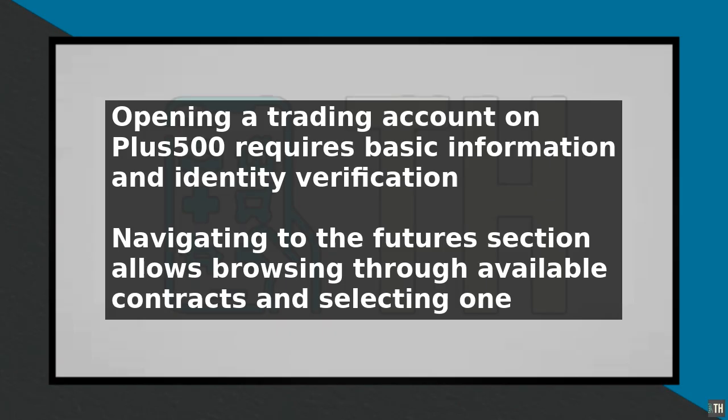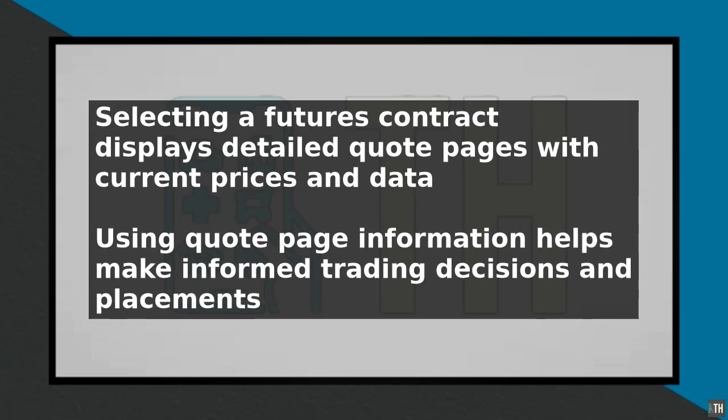Next, you need to navigate to the futures section on the Plus500 platform. This is where you can browse through the available futures contracts and select the one you want to trade. You can filter the contracts by asset type, expiration date, and other criteria to find the one that suits your trading strategy. When you select a futures contract, you will see a detailed quote page with information on the current price, bid and ask prices, and other relevant data. You can use this information to make informed trading decisions.